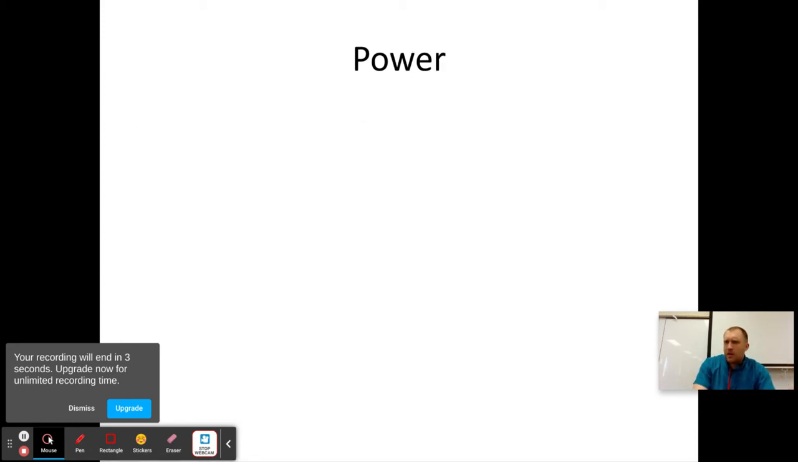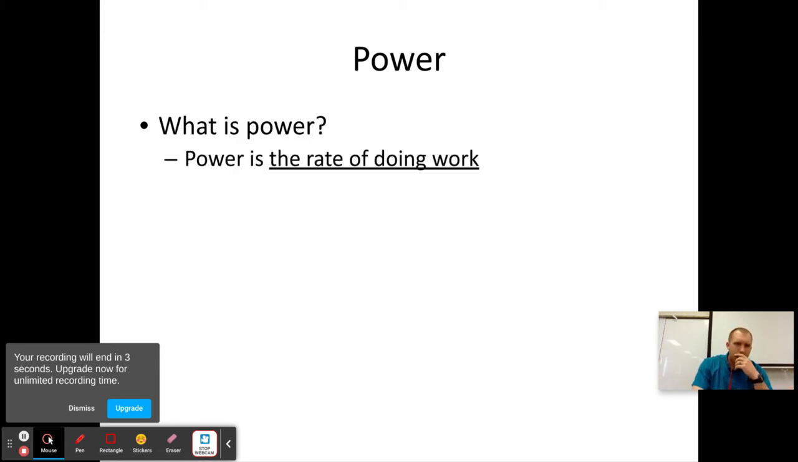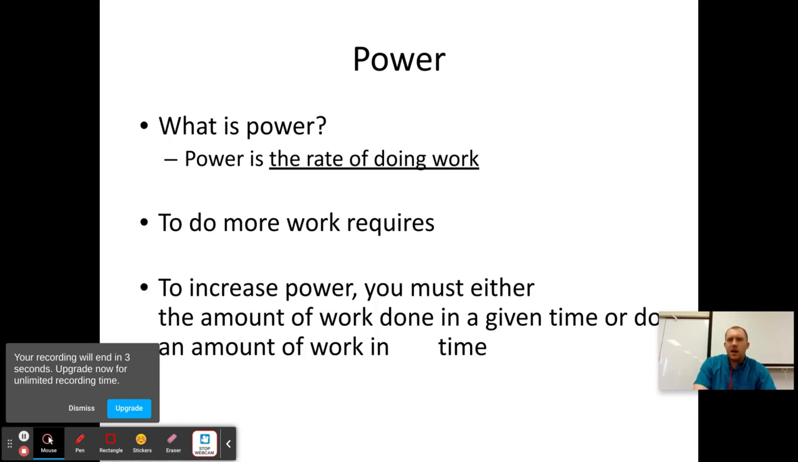Very similar to our power equation. Power, if you heard about it, we'll do a lot more with power in our next unit, but I wanted to bring it up since it is relevant. Power is the rate of doing work. So it's just basically work over time. So to do more work requires more power, at least in the same amount of time. But you can do less time, same amount of work, and increase your power.